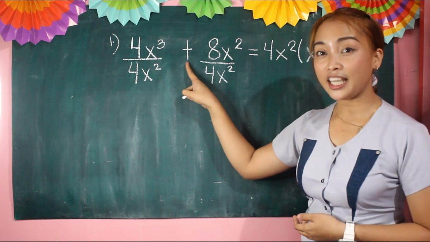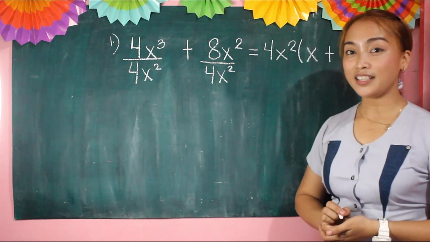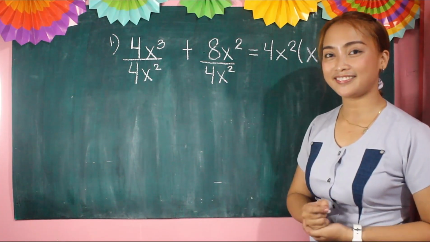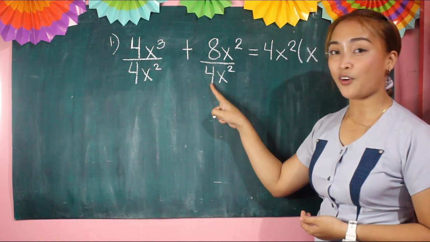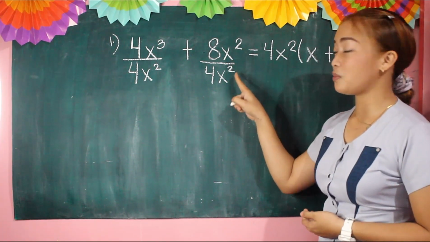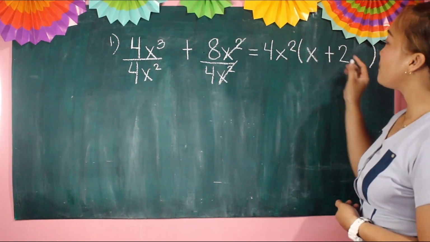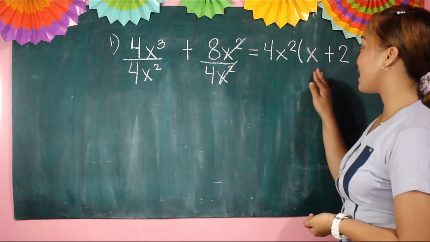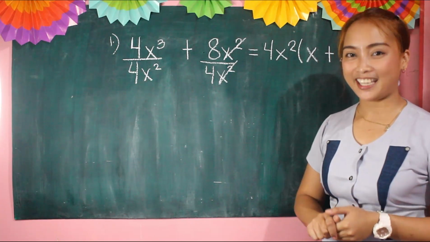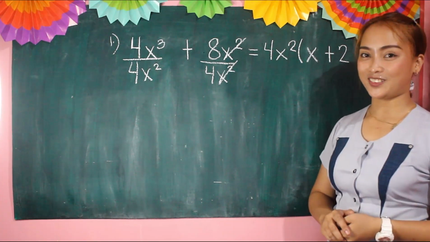Next, copy the operation. Ayan, we have addition. Next one, what is 8x squared divided by 4x squared? What is 8 divided by 4? 2. And how about x squared divided by x squared? Yes, cancel na yan. So therefore, our second factor is x plus 2. Therefore, our final factor by using GCMF is 4x squared quantity x plus 2.